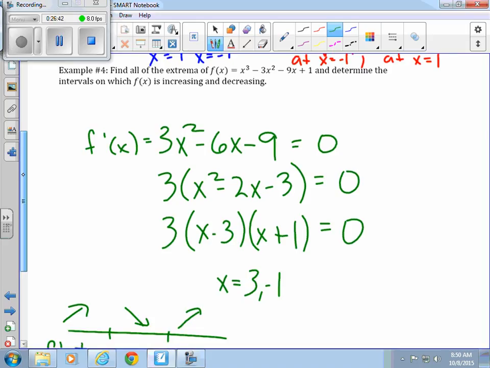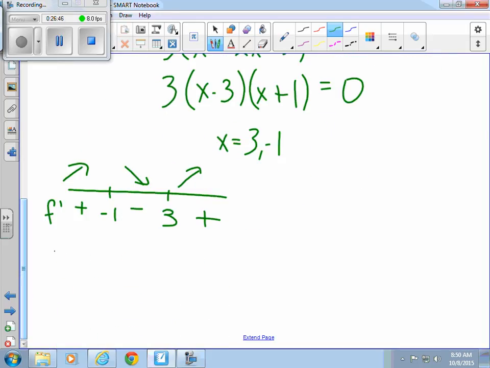Let's go read the question. Okay, and determine. So find all of the extrema. This time, if y'all are okay, I'm going to just label it as a point.